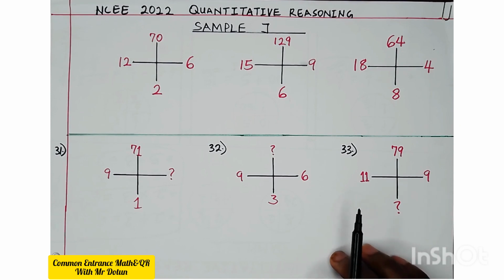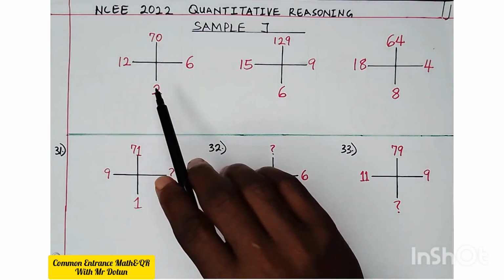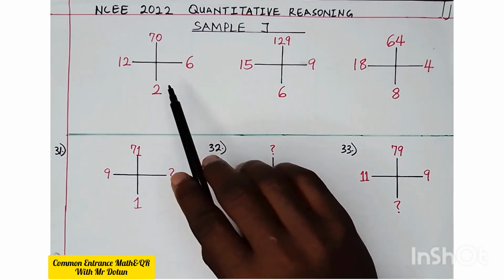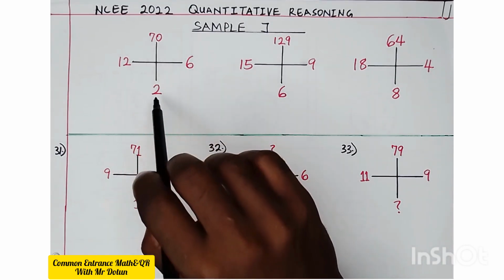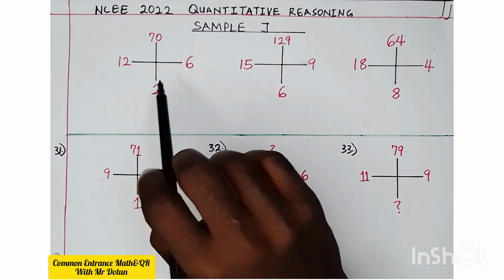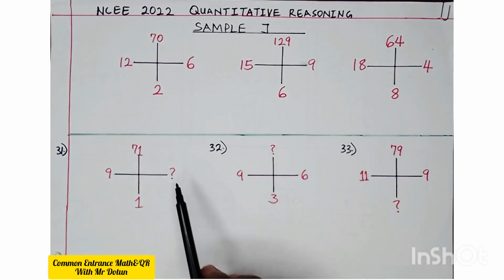This is sample J. Remember, we're still treating the 2022 quantitative reasoning. In this sample J, we also have a cross, like we had in one of our samples. So you have a cross with 4 pots, 1, 2, 3, 4, across the 3 patterns given to us.